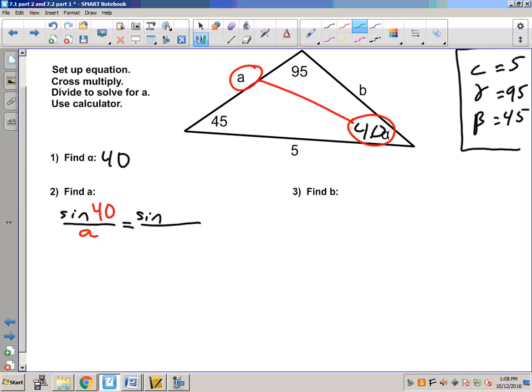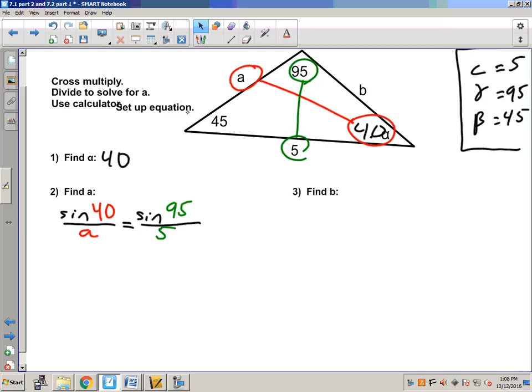What would be the better choice of the two options? 5 and 95? You don't want to go for 45 and B because why? We have two variables and we can't solve that. So we'll go with the 95 and the 5. Make sure we get the angle on the top, so that's a 95, and the side on the bottom, that's a 5. And there we go, we've set up our equation.